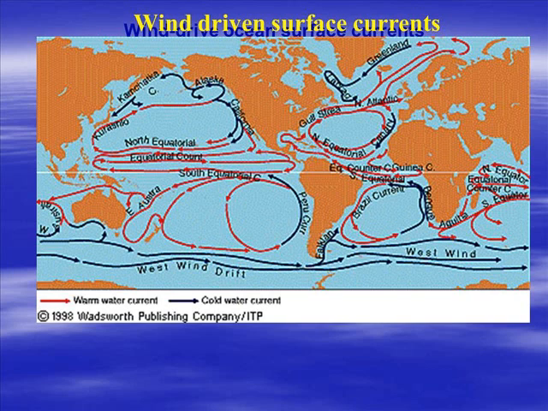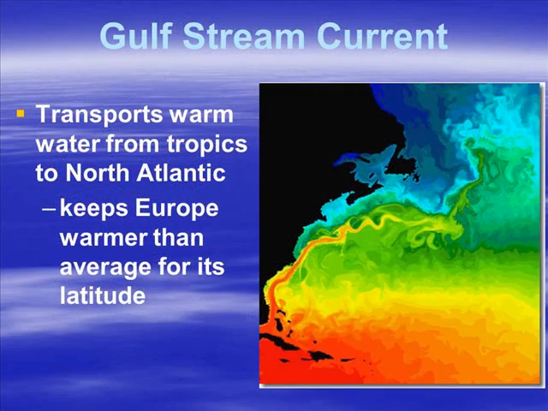Here are some other wind surface currents. As we said earlier, the Gulf Stream is a surface current that can affect the climate of the United States and Europe. The Gulf Stream transports warm water from the tropical zone, namely the Gulf of Mexico, to the North Atlantic. This keeps Europe warmer than average for its latitude. It has warmer winters and cooler summers.